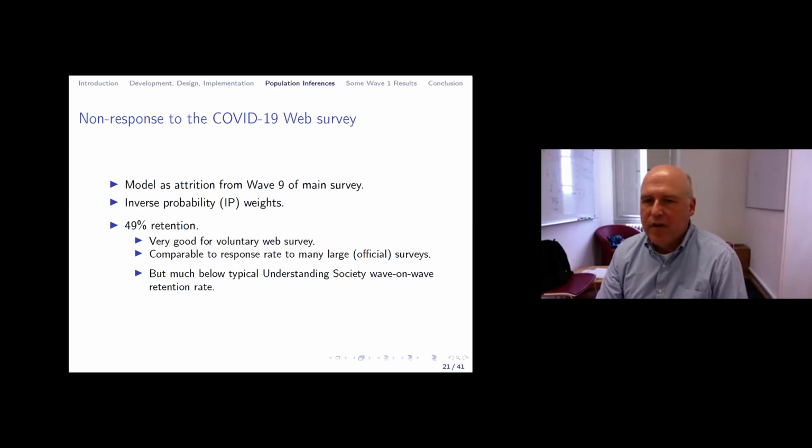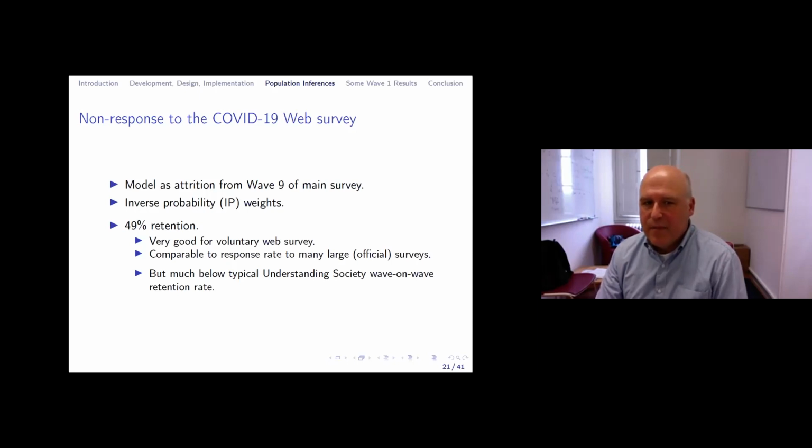So we're estimating a discrete choice model. We're drawing on the very rich set of background characteristics we observe for both respondents and non-respondents to the COVID survey, because we observe them at wave 9. We do variable selection via a lasso, a kind of machine learning procedure. And we do a lot of testing of our weights, which I'll come on to in a second.